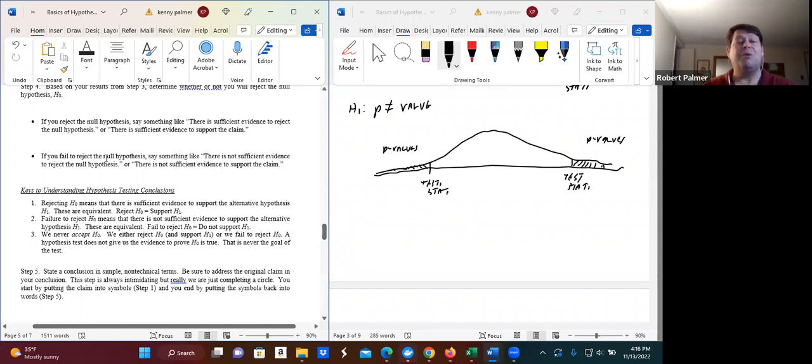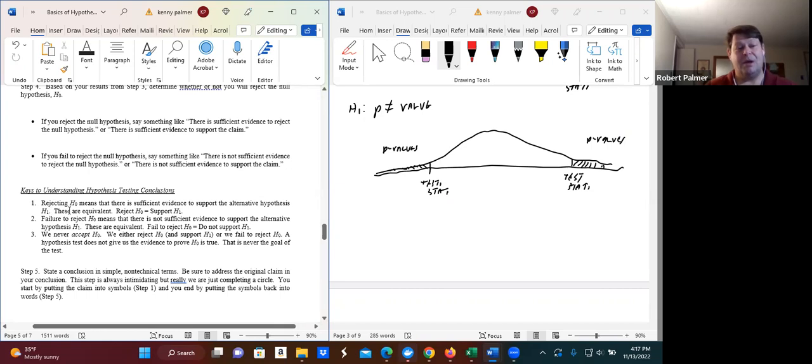If you fail to reject the null hypothesis, say something like there's not sufficient evidence to reject the null hypothesis, or there's not sufficient evidence to support the claim. Once again, we're not trying to say that the claim is not true by this. We're just saying there's not enough evidence to reject the null hypothesis, or not enough evidence to say that the claim itself is true.